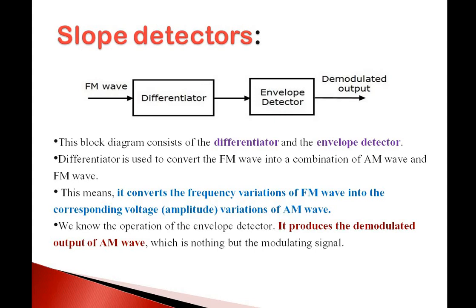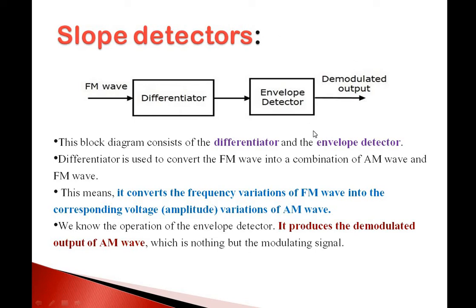Then what is the meaning of this, why are we converting? It converts the frequency variations of your FM wave into corresponding voltage. Voltage is nothing but the amplitude variations of your amplitude modulated wave. So what is the main agenda? You have to convert the frequency variations of your frequency modulated wave into voltage, meaning amplitude variations of your amplitude modulated wave, and after that this is given to your envelope detector.